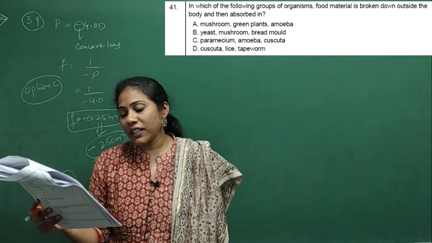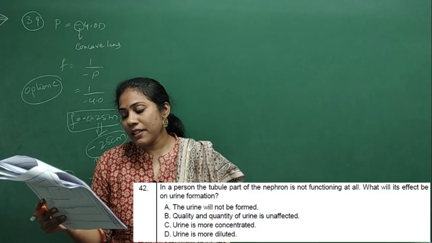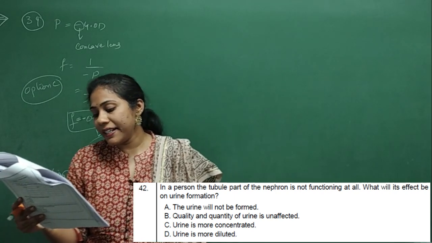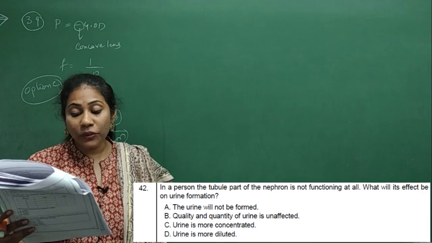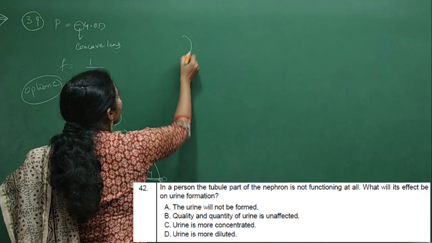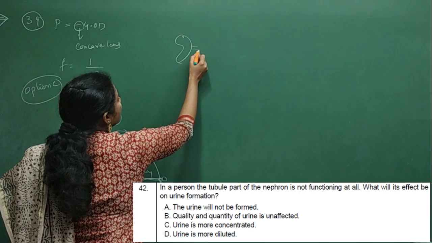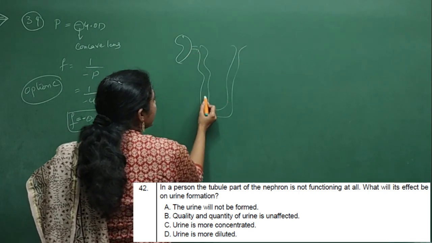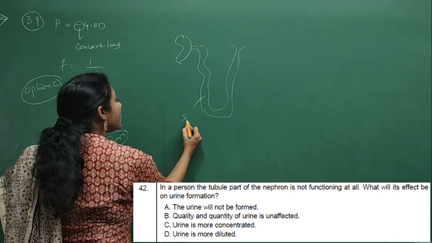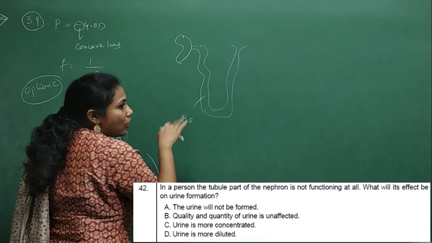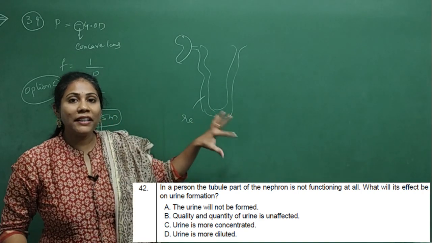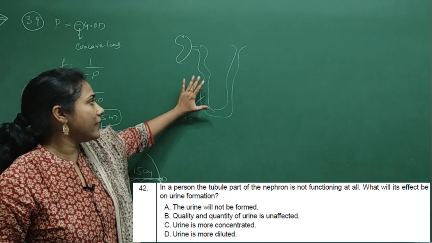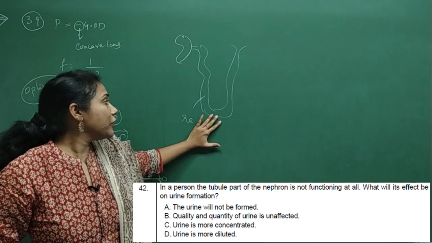Coming to question number 42. In a person, the tubule part of the nephron is not functioning at all. What will its effect be on urine formation? Okay, so we all know in a nephron, this is the tubule part, right? So what is the major function of the tubule part? It is the reabsorption of the amino acids or whatever it is, and absorption of excess water also takes place in the tubule part.